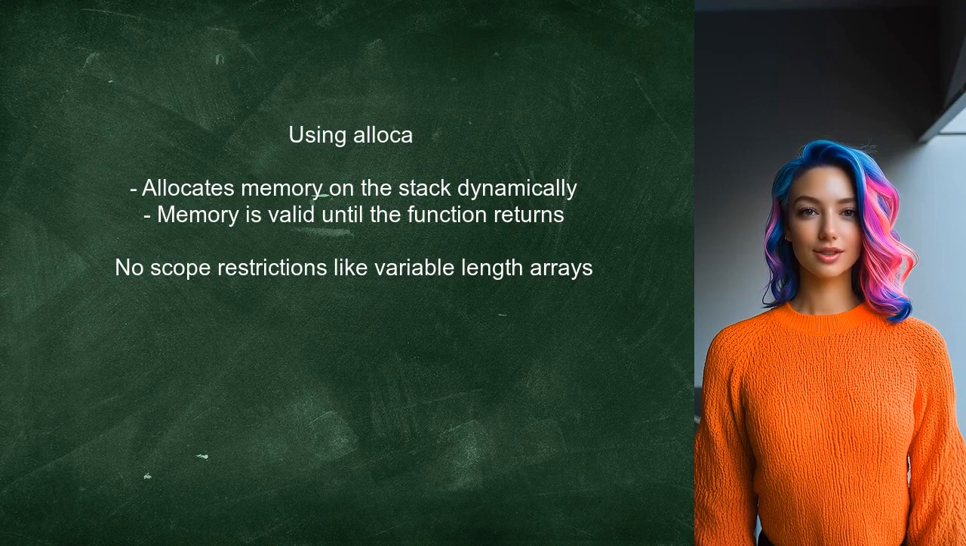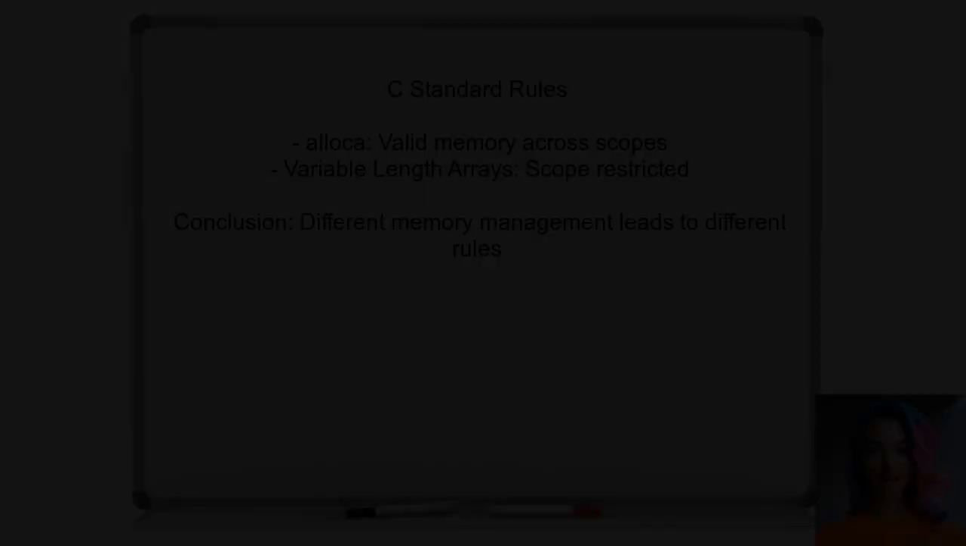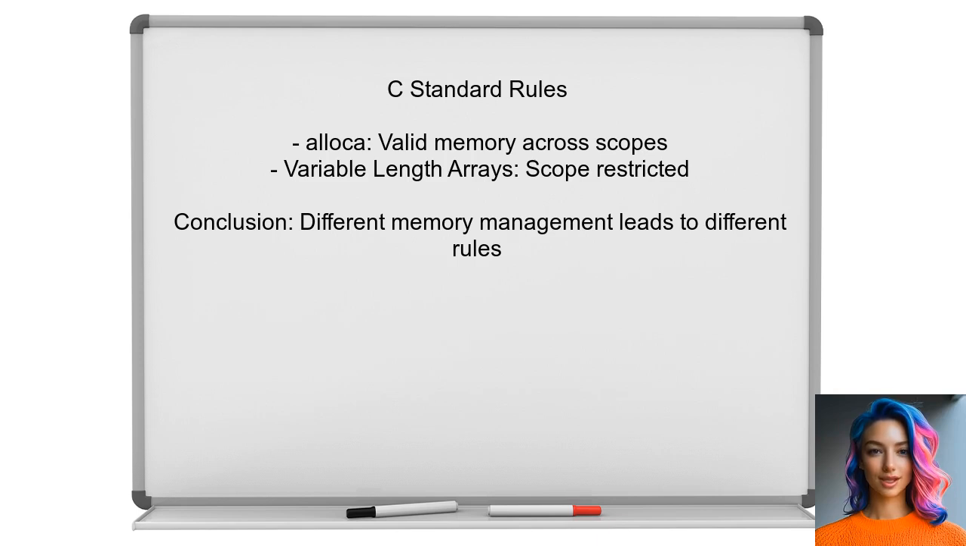On the other hand, alloca allocates memory dynamically on the stack, but it does not create a variable length array. Instead, it allows the user to allocate memory that is valid until the function returns, regardless of scope. This difference in memory management is why the C standard permits jumping into the scope of an alloca'd variable. The memory is still valid, and the compiler does not enforce the same scope rules as it does for variable length arrays.